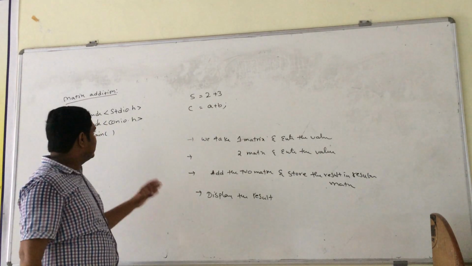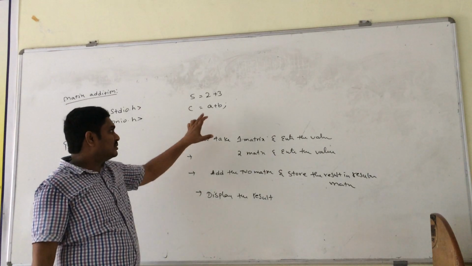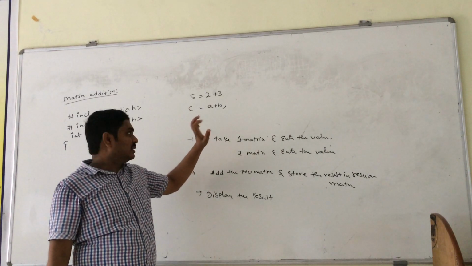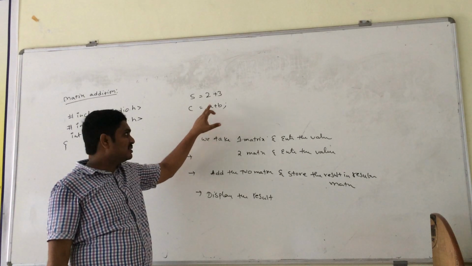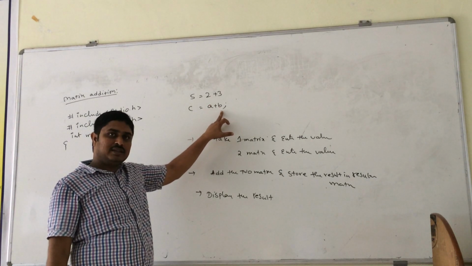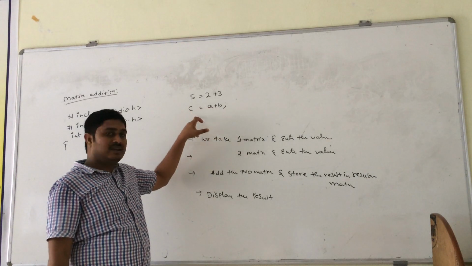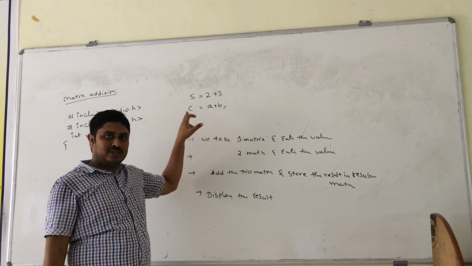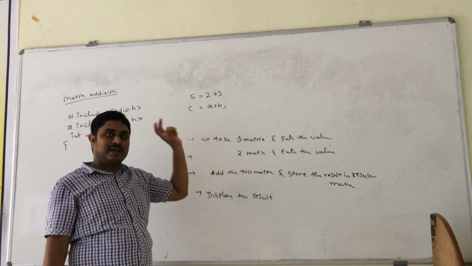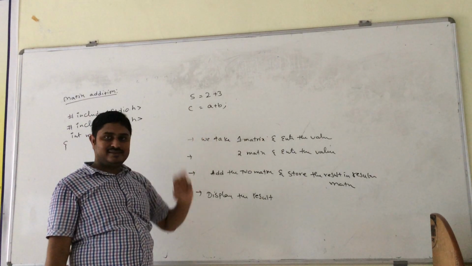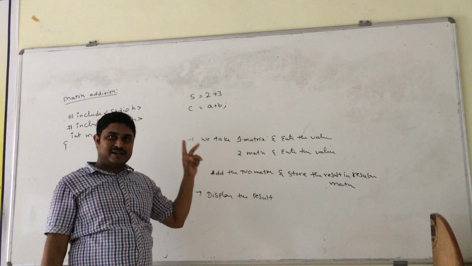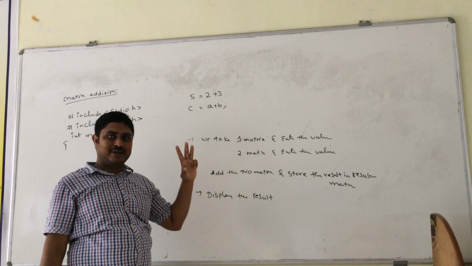So for adding the two matrices, we must follow the rule, that is the number of rows and columns in the first matrix must be the same in the second matrix as well as in the resultant. So the number of rows and the number of columns must be the same in the 3 matrices: first matrix, second matrix and the resultant matrix.